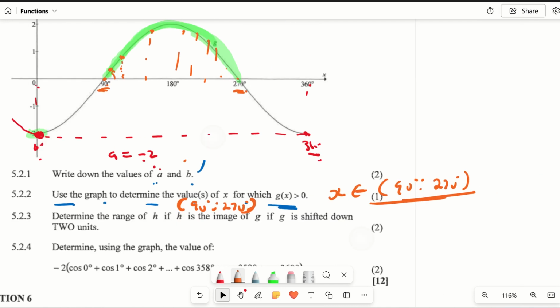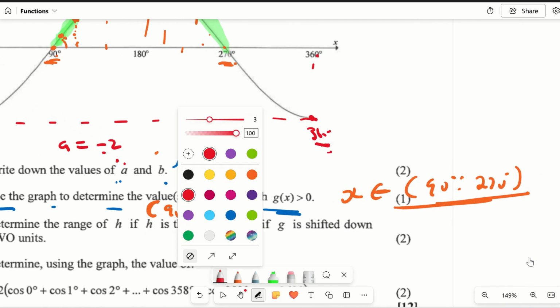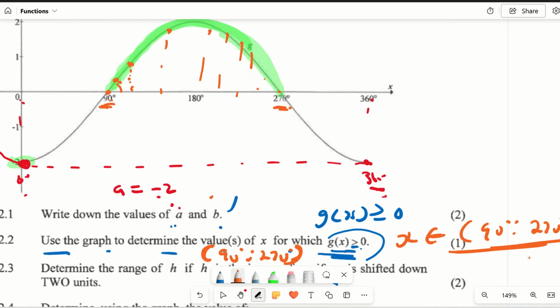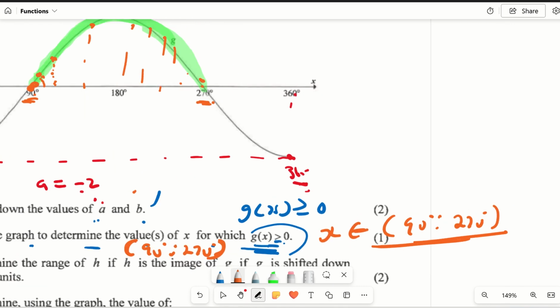If the question, however, had said, for which values of x is g of x greater than or equal to 0, this then means which part of the graph is above or on top of the x-axis. So therefore, it will also include the points 90 and 270. Then your answer will have square brackets, which means we include the 90 and 270.